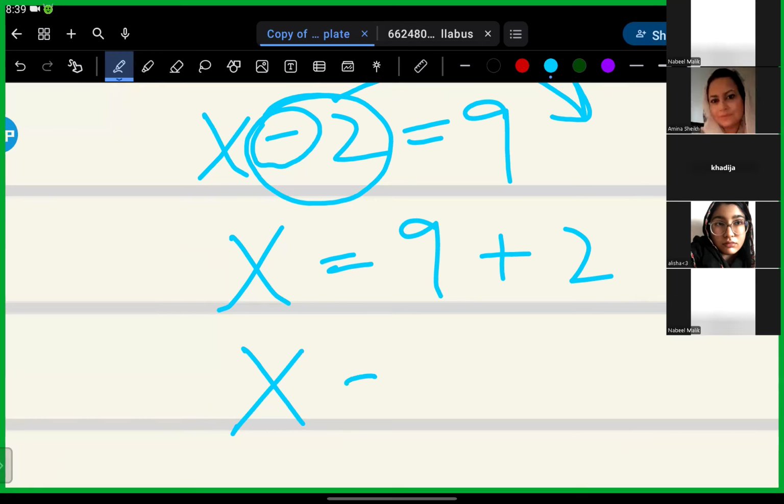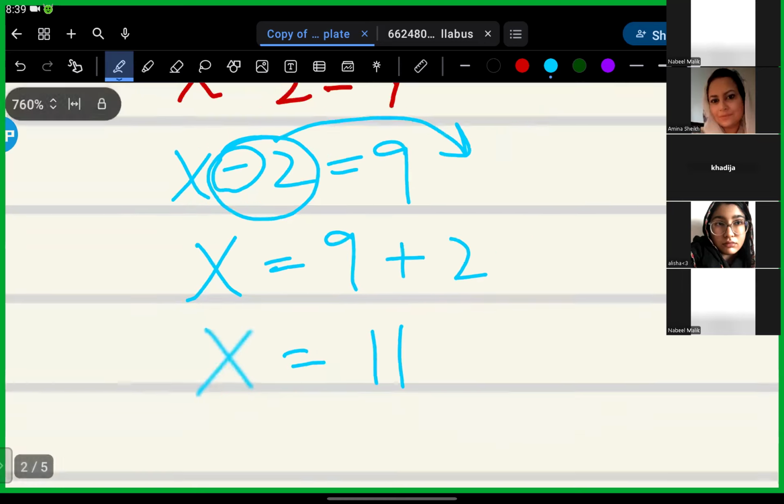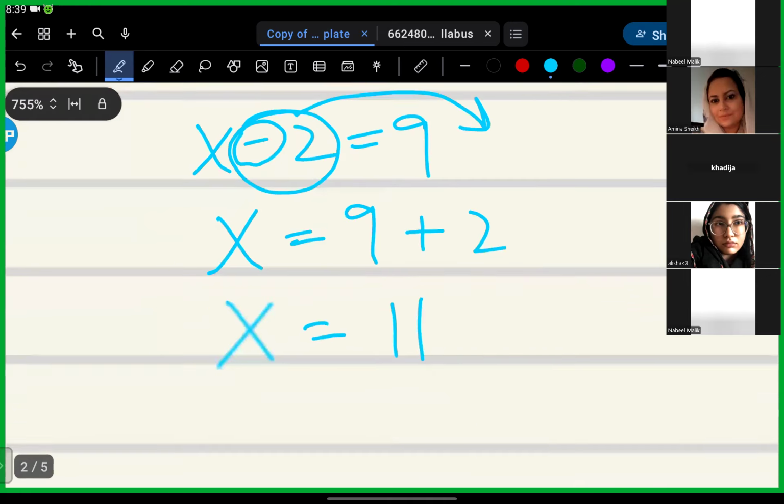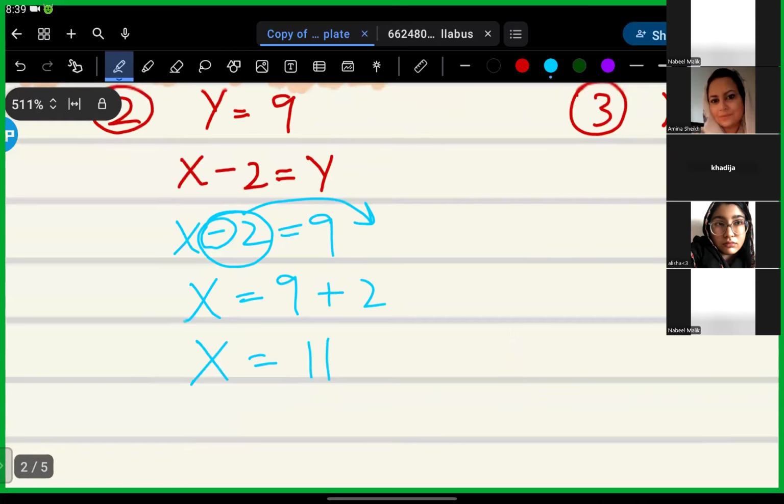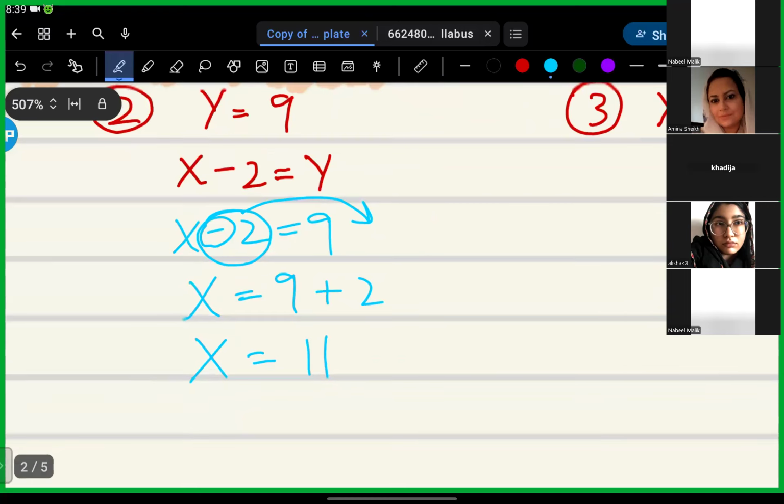Yeah, so x is going to become 11. So now, what is this over here? The value of x is changing. So this is basically, what is it? Is it a constant or a variable?